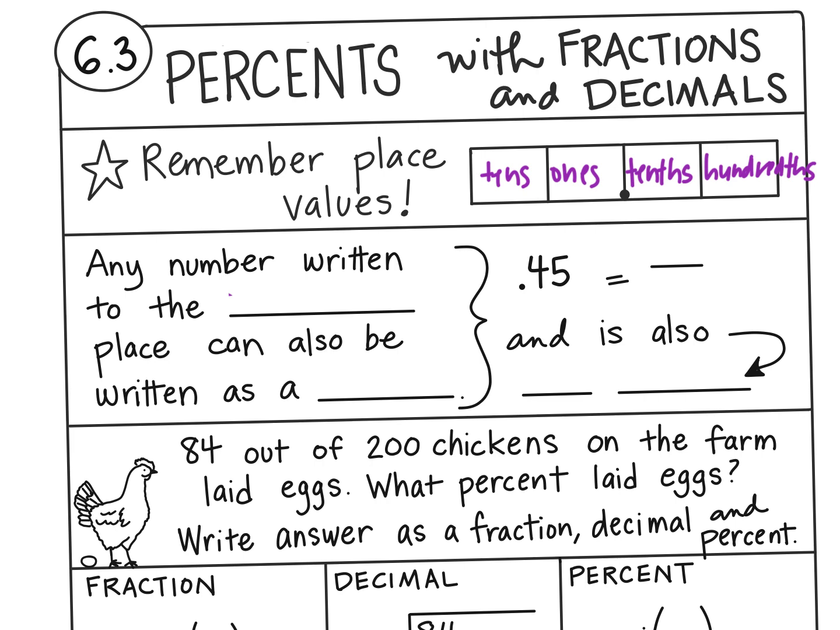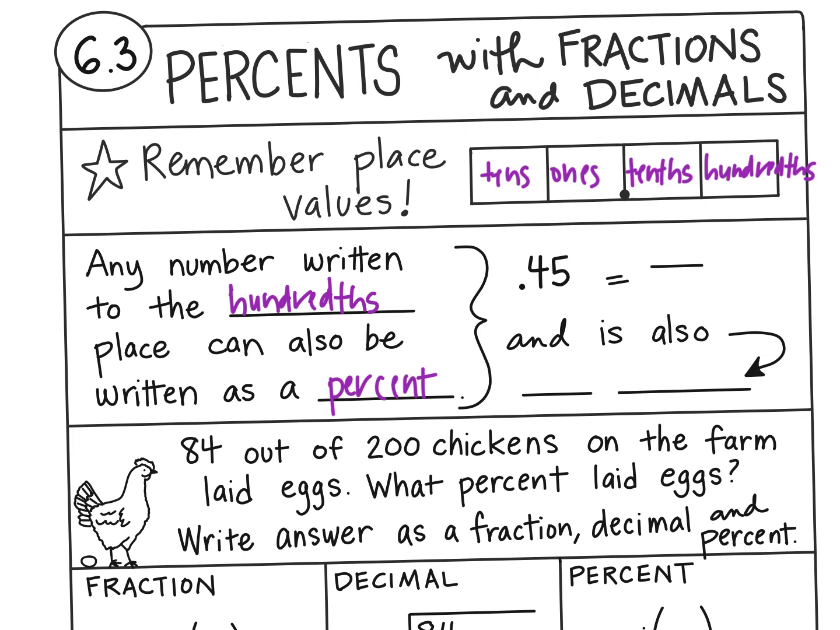Any number written to the hundredths place can also be written as a percent. The cool thing about percents is percents are always out of 100, always. But can you have more than 100%? Yeah, you can, because that would be like more than one whole. So if you had 2 wholes, that would be 200%.